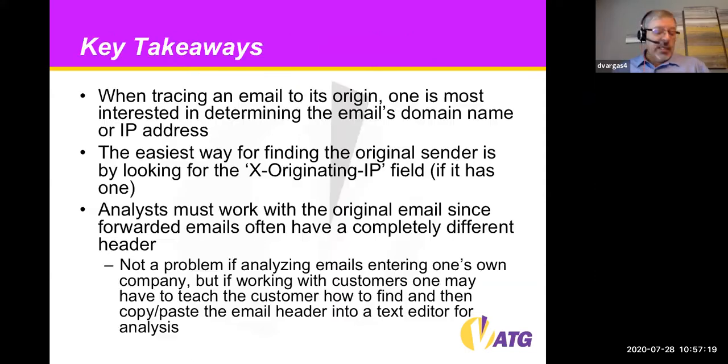So the key takeaways of this presentation are that when tracing an email to its origin, you're really interested in determining the email's domain or IP address, if you can, because that tells you the physical location of the origin of the email. Like the example for my client, if the person's in California and the email originates in India, that's probably not legit, okay? And really you're looking for the X-Originating-IP field.